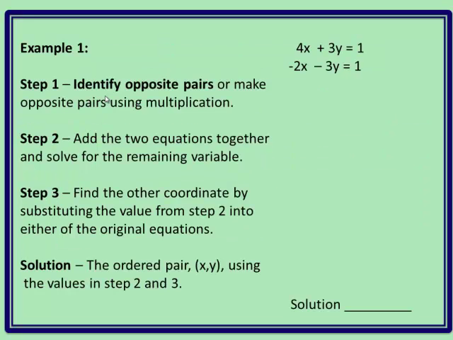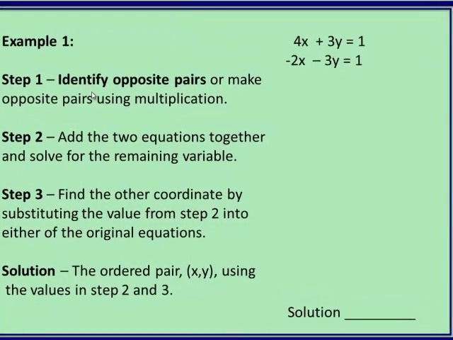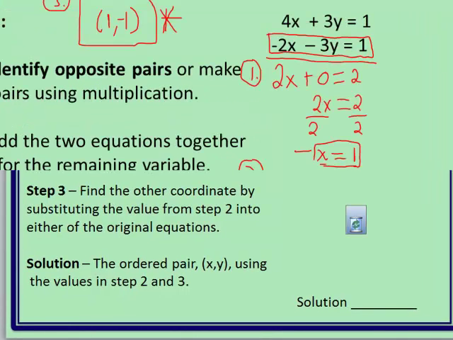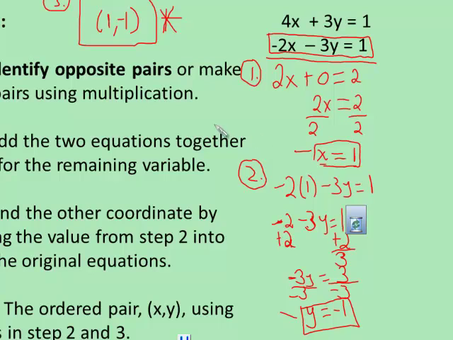For the first step, you have to identify opposite pairs or make opposite pairs using multiplication. And we already did this. So the first step: you identify the opposite pairs or make opposite pairs using multiplication. That's what we did with 4 and -2.